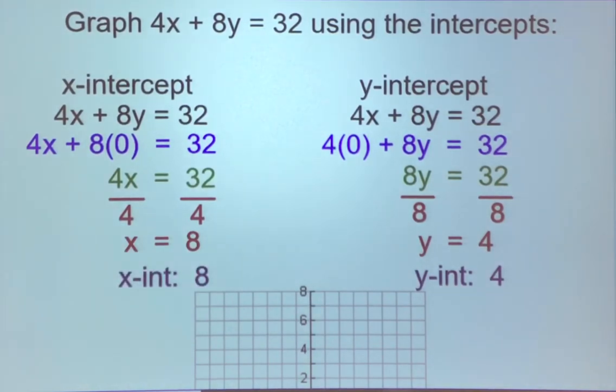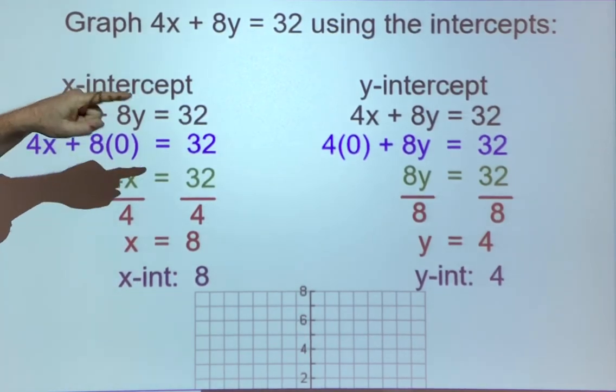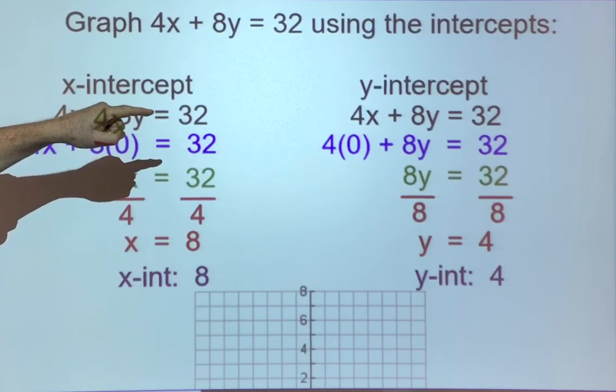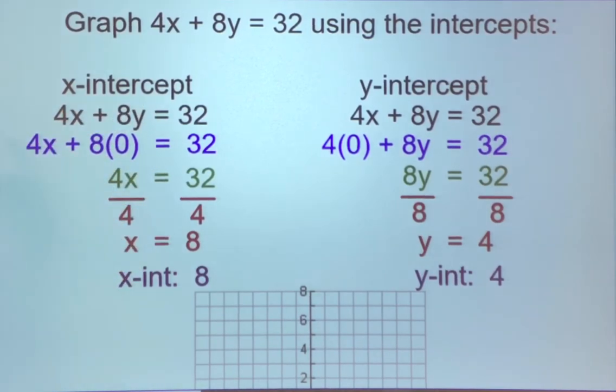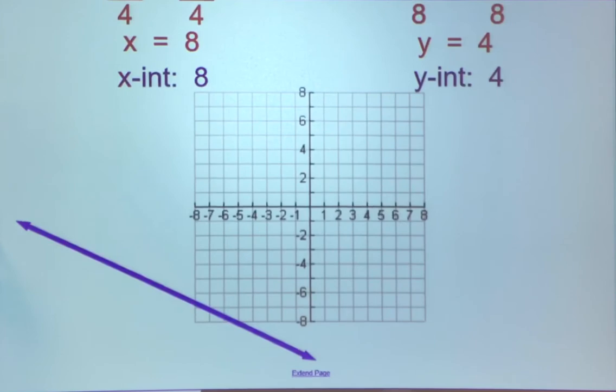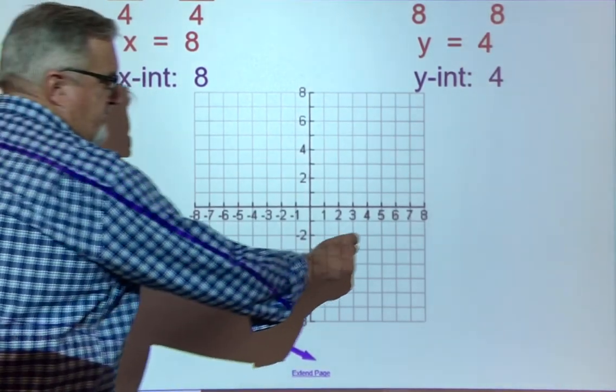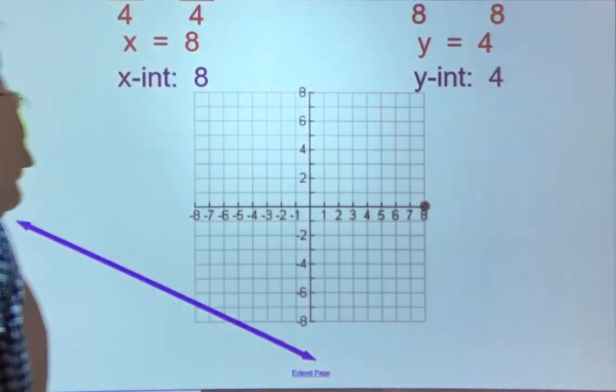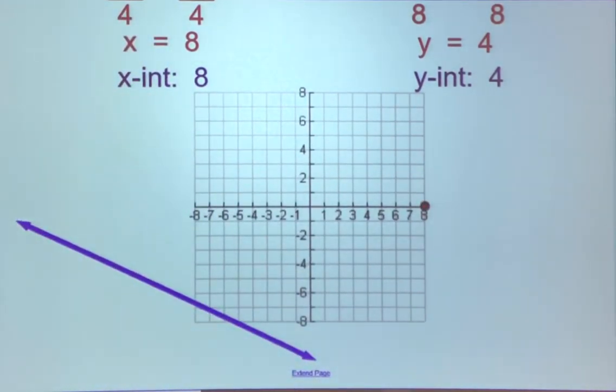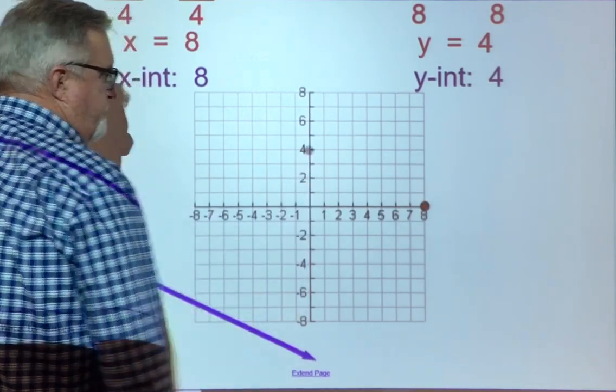So we solved here, we plugged in 0 for y and solved for the x-intercept. We have the x-intercept is 8. We plugged 0 in for the x over there and solved for y, and we came up with the y-intercept. Now let's go ahead and put those to use. If the x-intercept is 8, that means that's the point at which our graph is going to cross the x-axis. So let's put that point there. Our y-intercept is positive 4, so we're going to put the point at positive 4.